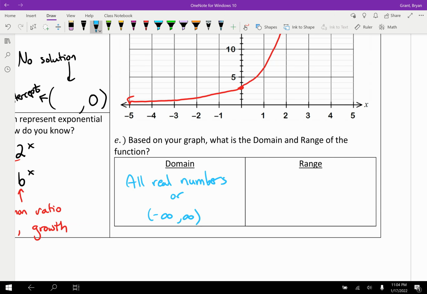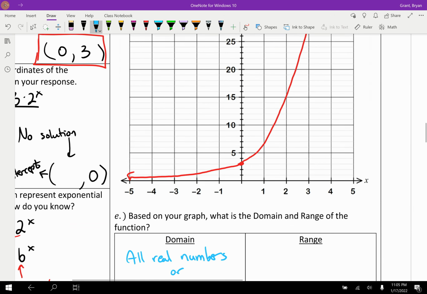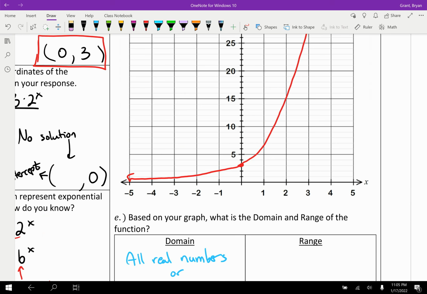The range of this graph can certainly be tricky. What y values are on here? Well, the y values, which measure the height of the graph, certainly seem to go up forever.